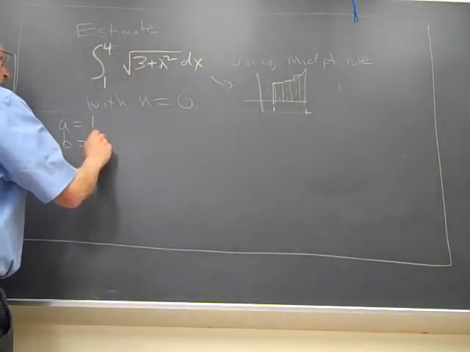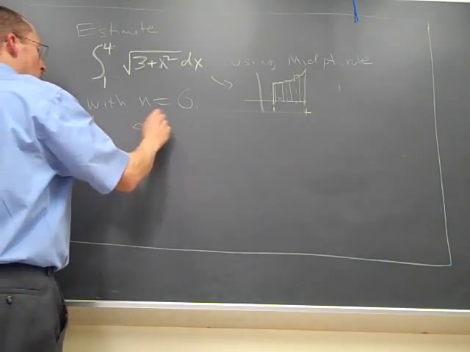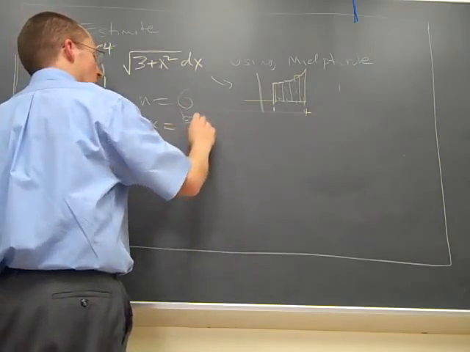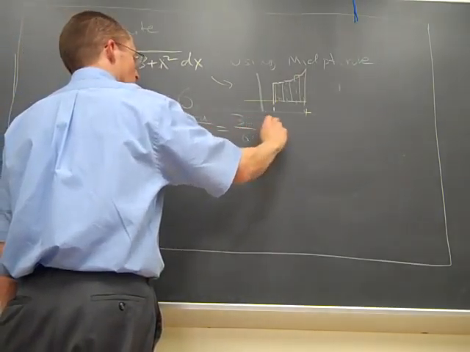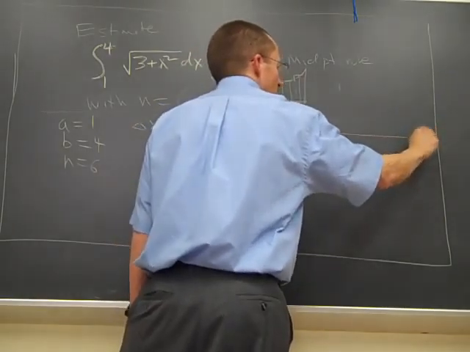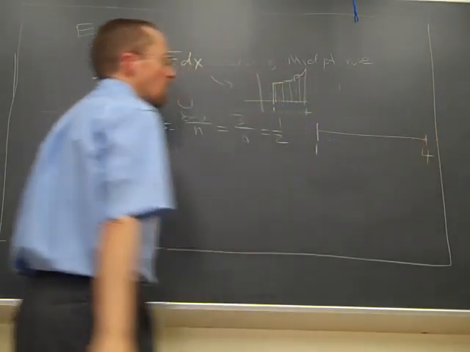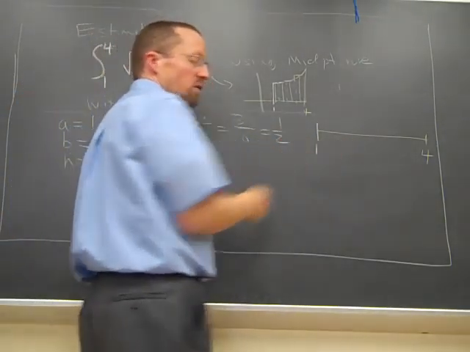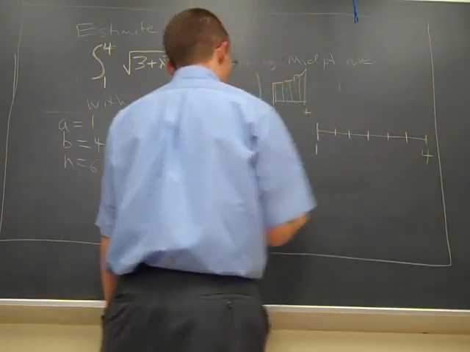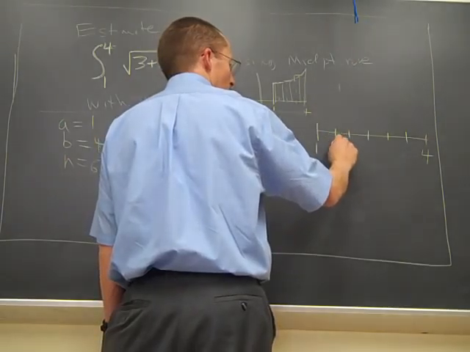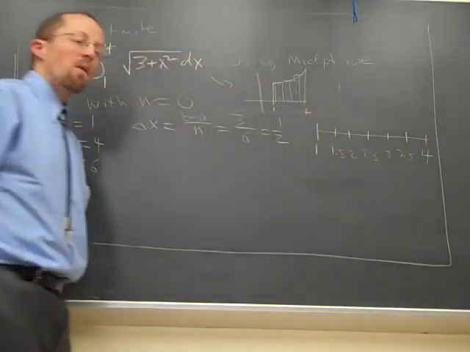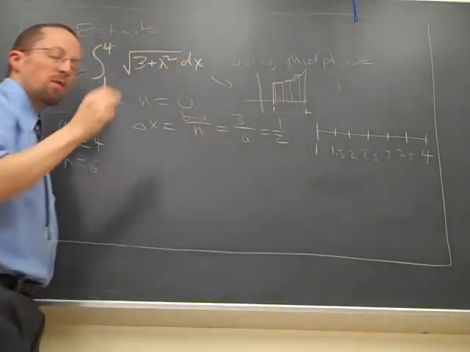So A here is 1, B is 4, n is 6. Delta x: you're chopping up the interval of length 3, b minus a, into n pieces. In this case, that's 3 over 6, which is 1/2. You really only need an accurate picture of the interval to do the bookkeeping. We're slicing it up into 6 pieces, and the endpoints of the intervals are going to be 1, 1.5, 2, 2.5, 3, 3.5, 4.